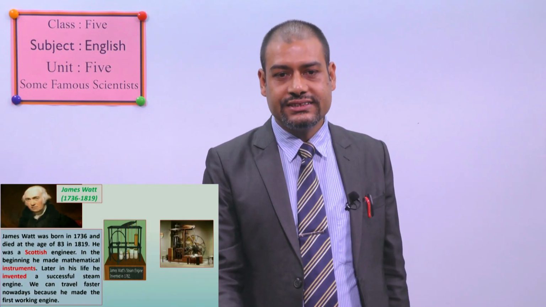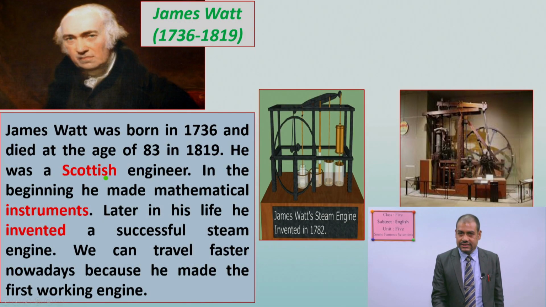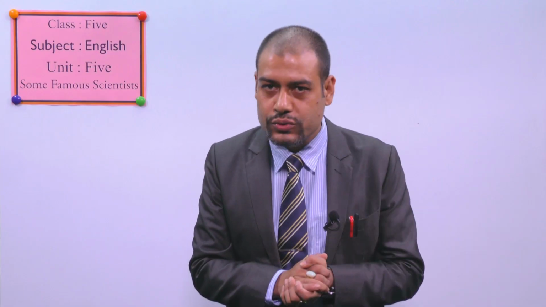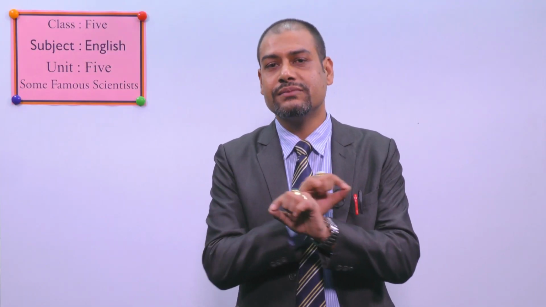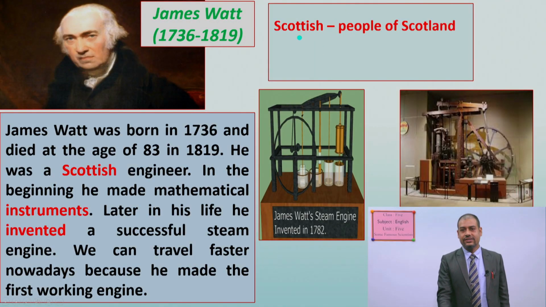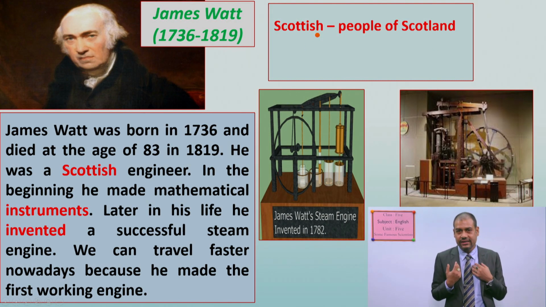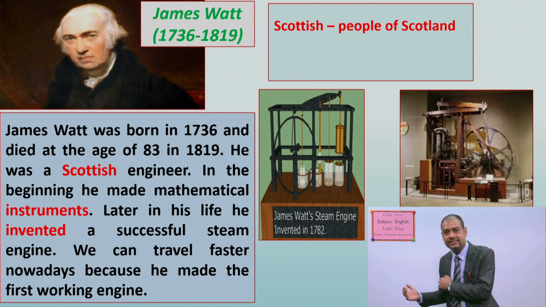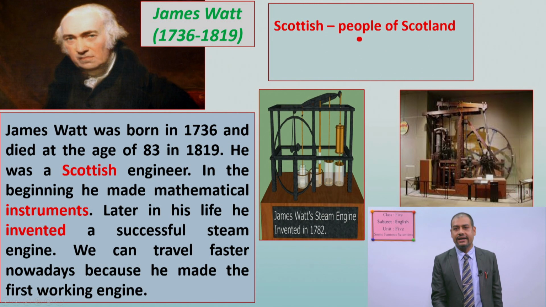Dear students, in this text, now do you know the meaning of Scottish? Do you know the meaning of instruments? Do you know the meaning of invented? Okay, I want to show you the meanings of these words. Now, you can write them down in your exercise book also. Scottish. Scottish means people of Scotland. For example, we are Nepalese, okay? Because we belong to Nepal. People of Nepal are called Nepalese. Likewise, people of Scotland are called Scottish. Is it clear to you?